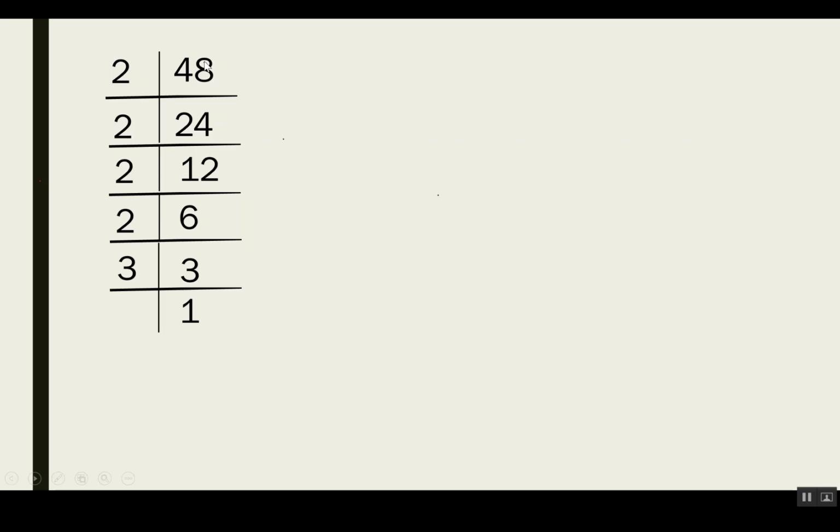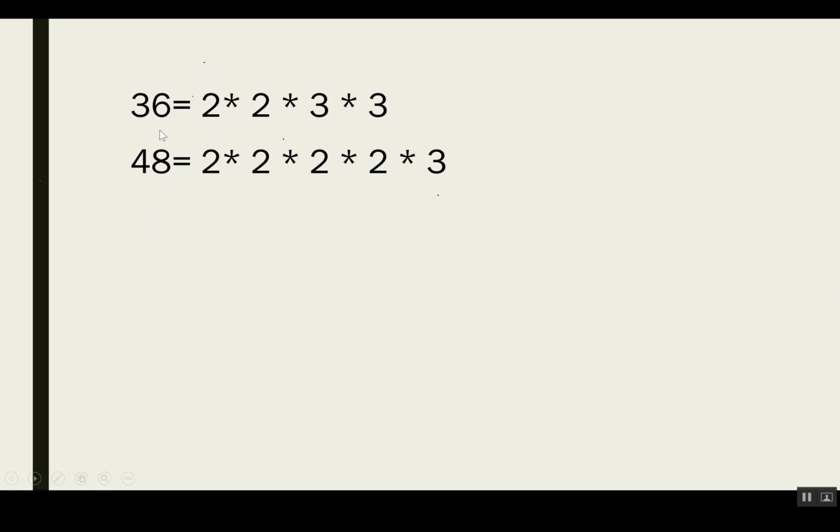Similarly, there is another number, 48, which we have taken in this example. The prime factors of this number are 2 into 2 into 2 into 2 into 3. If we multiply all these numbers, 2 2s are 4, 4 2s are 8, 8 2s are 16, 16 3s are 48, we get the number back. So the prime factors of 36 are 2 into 2 into 3 into 3, and the prime factors of 48 are 2 into 2 into 2 into 2 into 3.